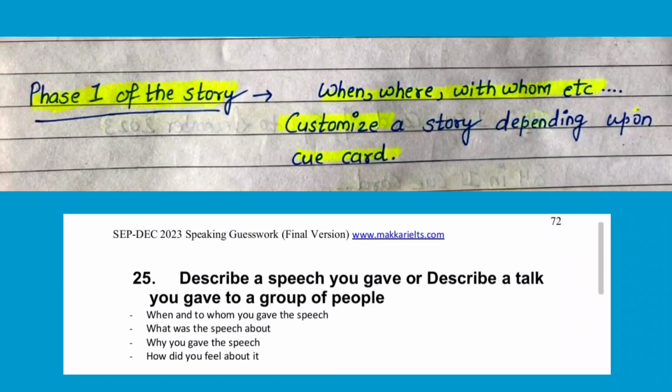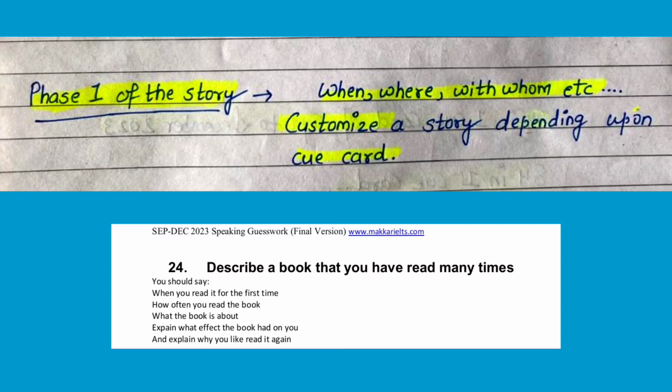For example, I have to tell the base of this story: describe a speech you gave, right? Bullet points are when and to whom you gave it, what it was about. So there you will be customizing a story. You will come up with a natural story. For example, you can just say that when I was pursuing my senior secondary education, I took part in a speech competition. Now see this cue card. What are the bullet points to be covered in the base story or foundational story, right? When you read it for the very first time, how often you read it, and what it is all about.